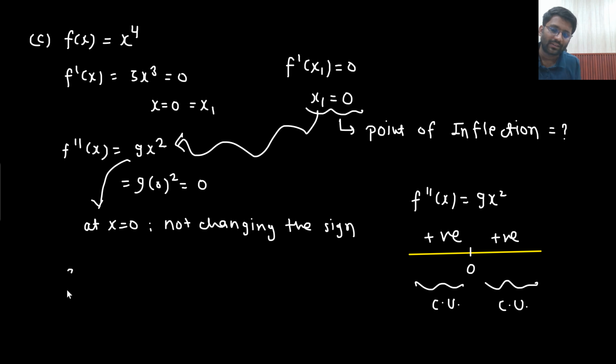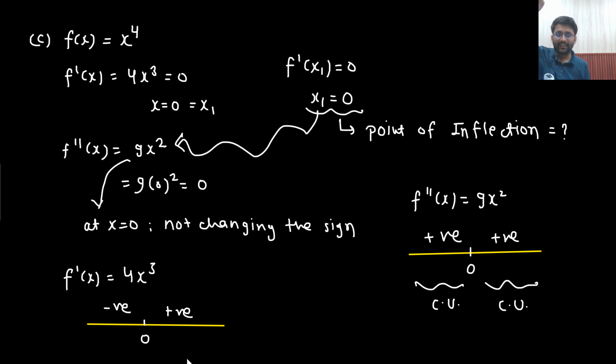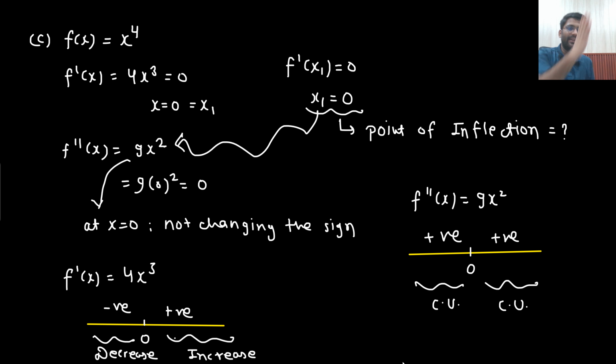But what about the slope? The slope came out to be 3x square. Sorry, what am I doing, 4x cube. Sorry guys, the slope came out to be 4x cube. So if you talk about the slope, for x greater than 0 the slope will be positive and here the slope will be negative. That means first the graph will decrease and then increase. Graph will decrease and then increase, but with the concavity always looking upward.